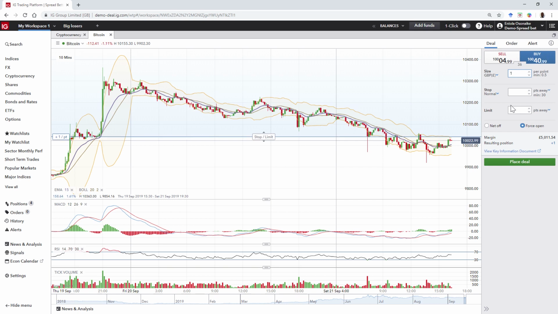And then it'll show you your margin requirement. So here I need £5,011.54 in my account to take this trade. I've got that in my account.